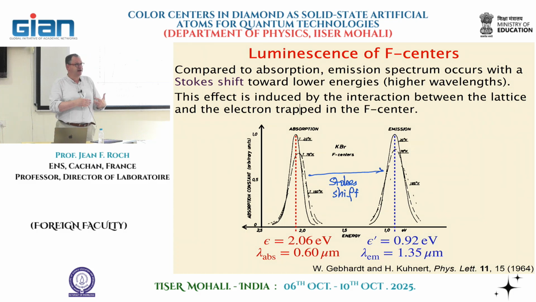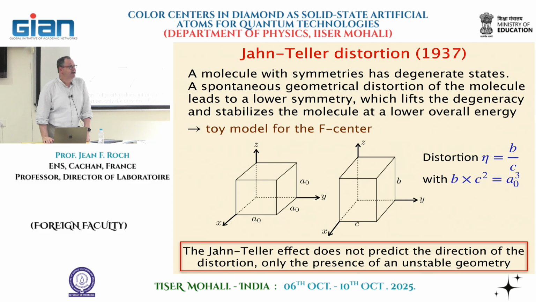The absorption of the NV minus center, for instance, is in the green, and the emission is in the red. So a large spectral difference between the two spectra. And it's exactly what you see here. There's a frequency difference, a wavelength difference of almost a factor of 2 between the absorption and the emission. So I want to understand that, and for that, the explanation is what's called the Jahn-Teller effect.